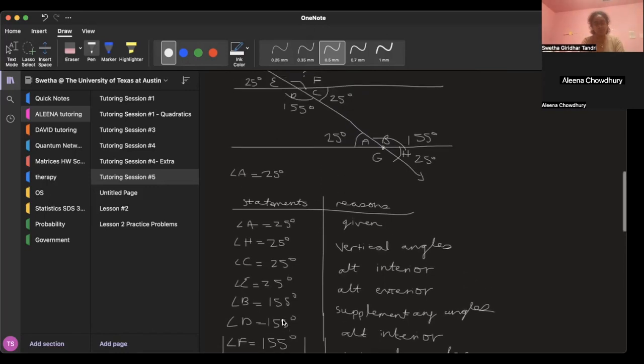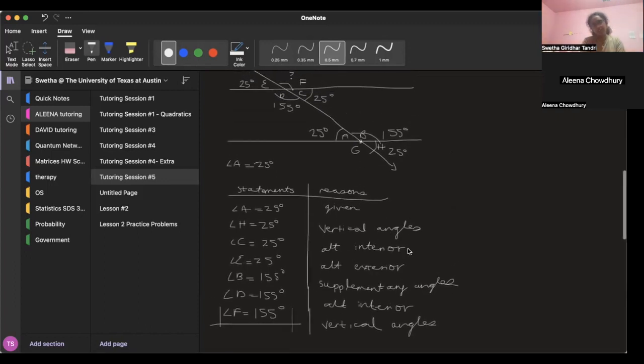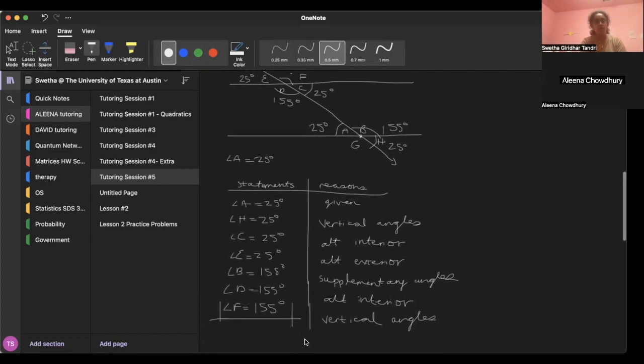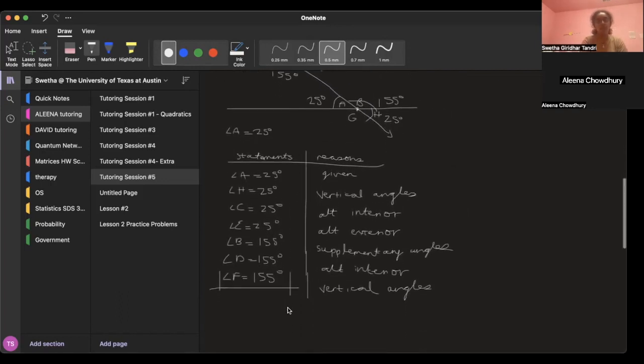So yeah, we found the measure of F. And this is a little introduction to proofs. So this is a very simple proof that we did where we wrote the different statements and we write why we think they are the way they are. Which I think is stuff that we've always kind of been doing, but now we're making it official, I guess, with how we write it. I guess it's pretty informal, but we can probably do one more.